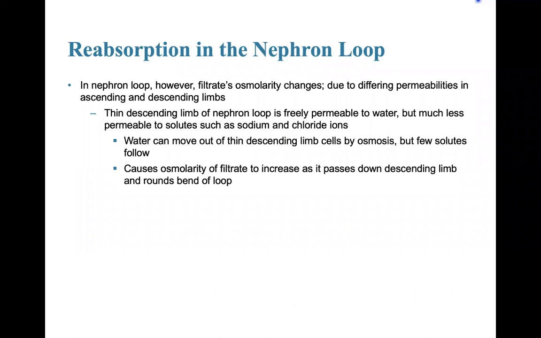In the nephron loop, however, the filtrate's osmolarity changes. This is due to differing permeabilities in the ascending and descending limbs. The thin descending limb of the nephron loop is freely permeable to water, but much less permeable to solutes such as sodium and chloride ions. Water can move out of the thin descending limb cells by osmosis. A few solutes will follow. This causes the osmolarity of the filtrate to increase as it passes down the descending limb and round bend of the loop.